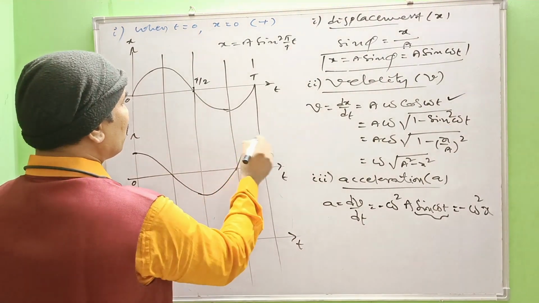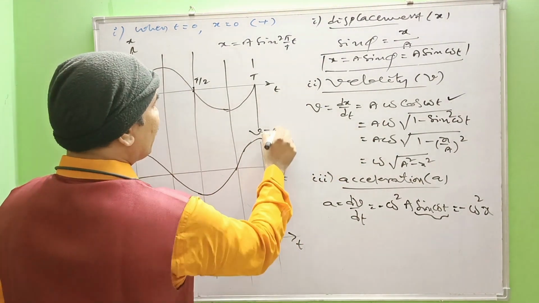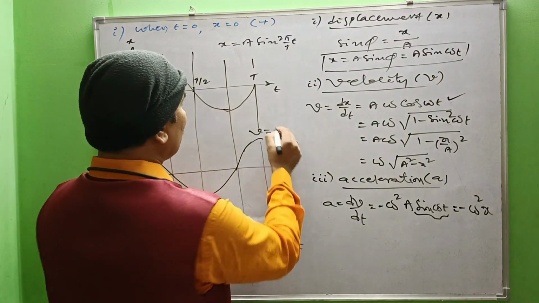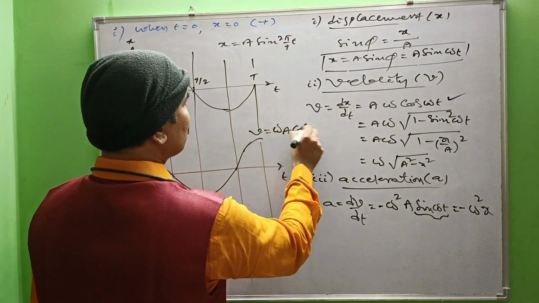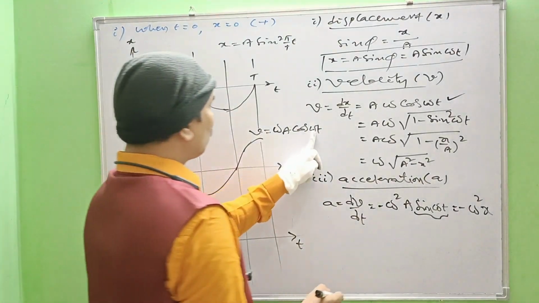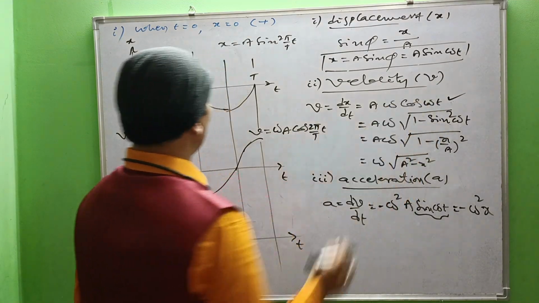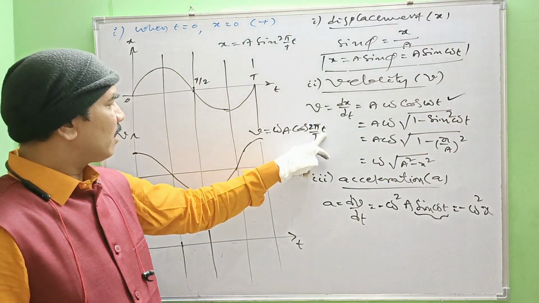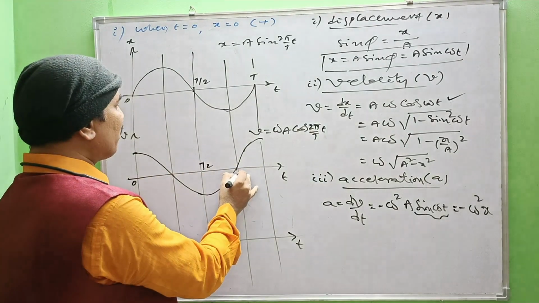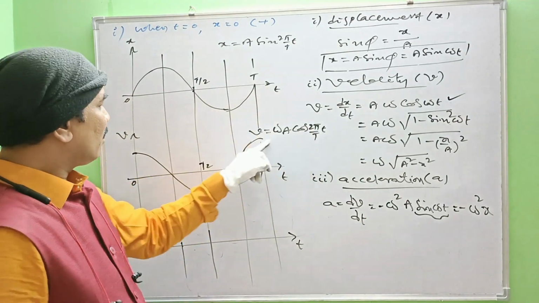So what is the expression here? V equal to omega into a cos omega t, right? Omega means 2 pi by capital T also, 2 pi by capital T into small t. So by varying time here, at T by 2, T by 4, 3T by 4, capital T, by changing time we can have all these values.